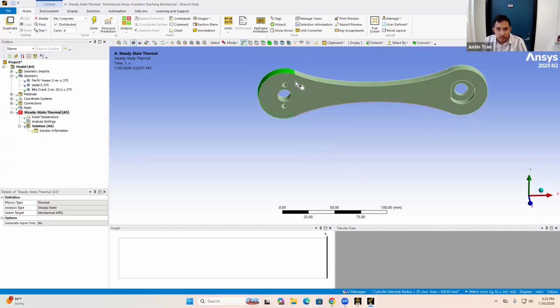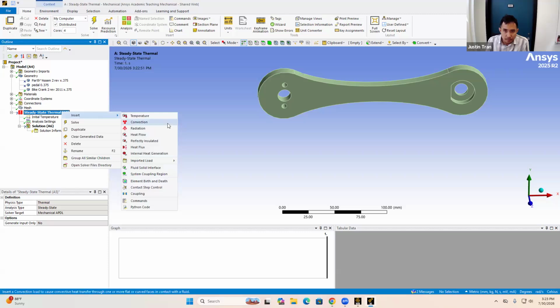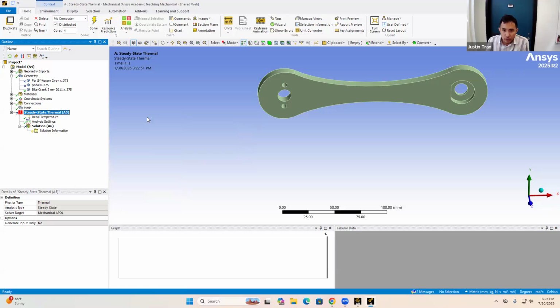We're kind of lucky in the sense that this geometry here lets us select just this side of the bar. It's not always like this. Sometimes you would only be able to select the entire exterior. To apply a thermal boundary condition, you're going to do it the same way. Right-click on Steady-State Thermal, go to Insert, and then go to Temperature here.